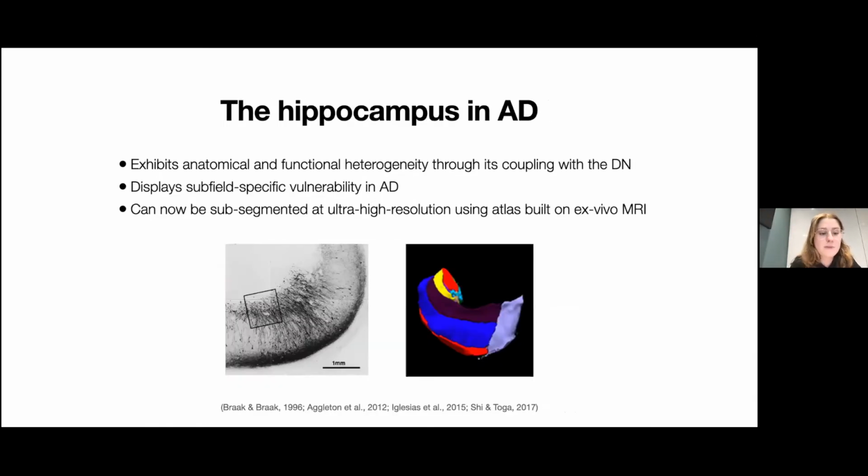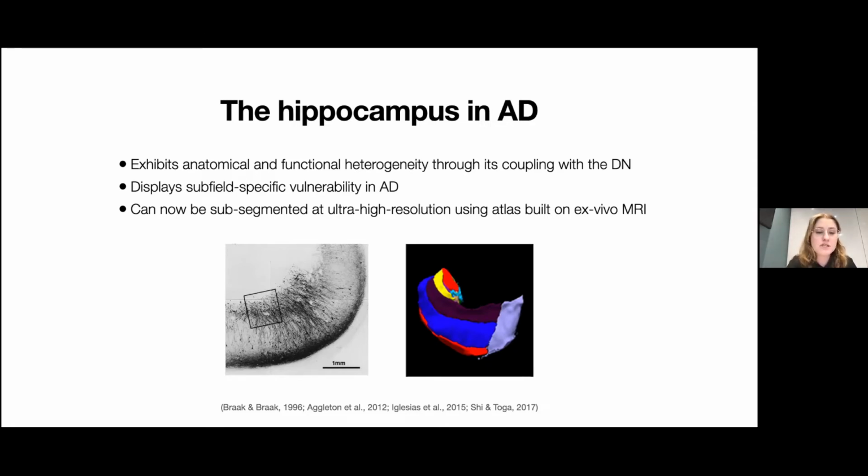So as I just mentioned, the hippocampus has direct anatomical connection to the default network through the fornix, and is also thought to be affected in early stages of Alzheimer's disease. Among the few studies that could investigate concurrent connectivity alteration in the hippocampus and regions of the default network in E4 carriers, the hippocampus was typically treated as a monolithic structure.